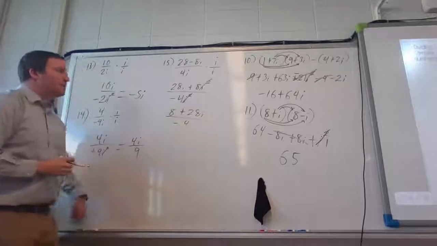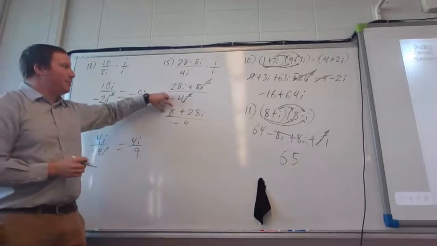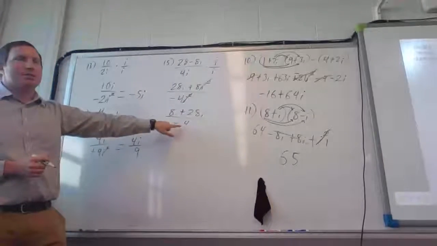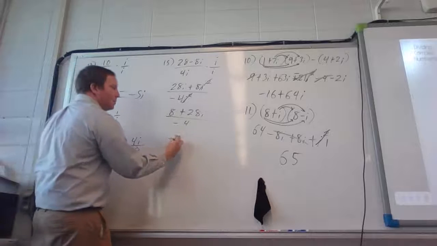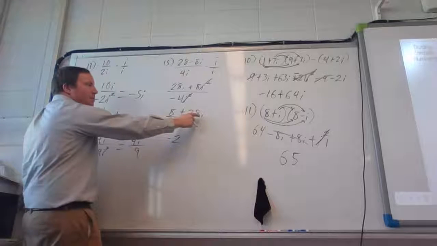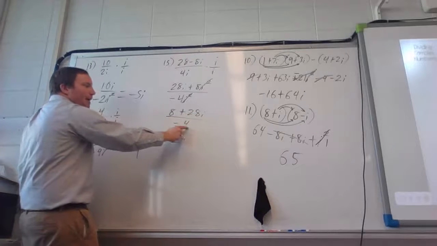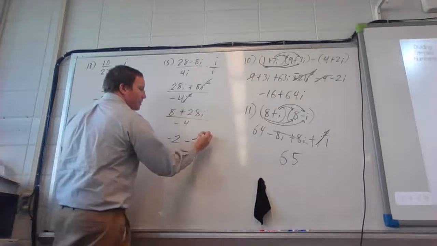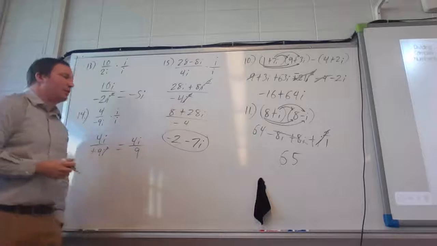So in this case, we can still simplify, but we can't combine these two. So 8 divided by negative 4 gets us negative 2. And then 28i divided by negative 4 gets us negative 7. So there's our answer.